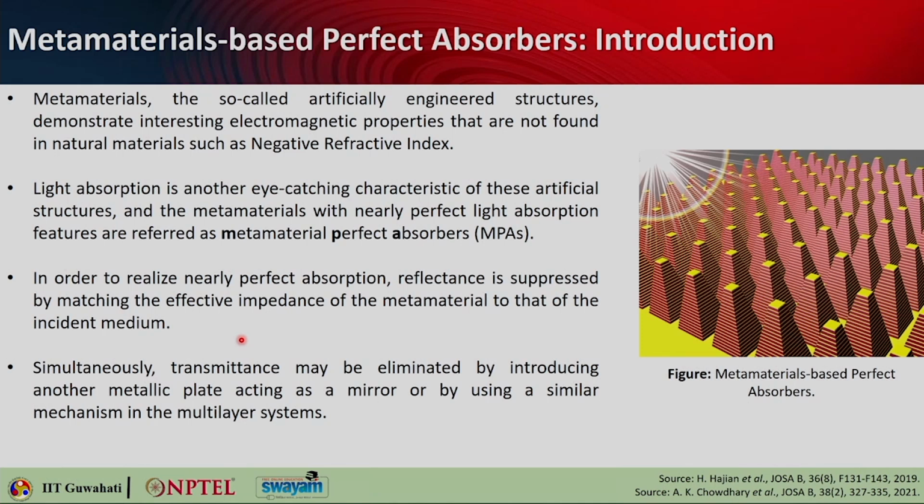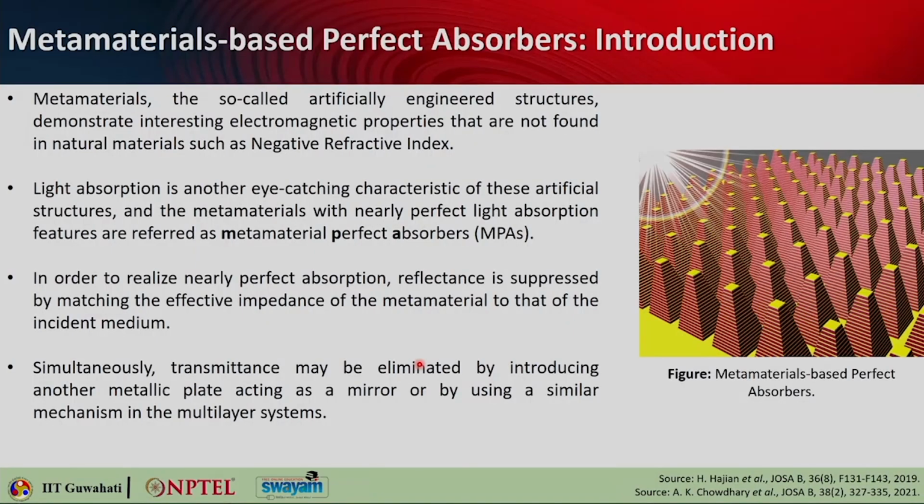So you are trying to cancel the reflection by using some metamaterial absorber, and also you are trying to get rid of the transmittance, and that you can do by introducing another metallic plate which acts as a mirror, or by using a similar mechanism that we have seen in the multilayer system. So metamaterial perfect absorbers do not have any transmission, they also do not have any reflection. So whatever falls on them should get absorbed.